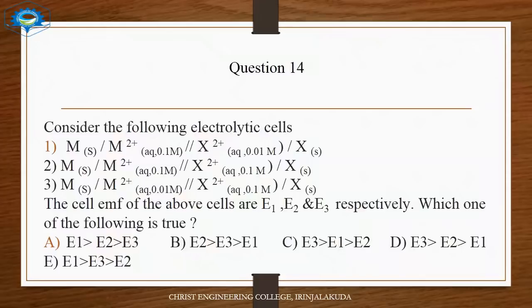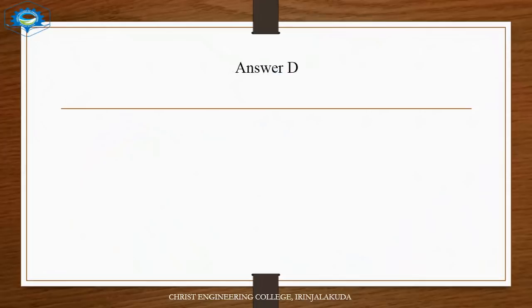So for that we have to measure the EMF values. The answer will be option D. How do we reach this answer? I already mentioned in an electrochemical cell representation, on our left hand side we will have anode, and on our right hand side we will have cathode. Okay, so we know that anode is the electrode where oxidation takes place. What is oxidation? Removal of electron. And cathode is the electrode where reduction takes place. What is reduction? That is addition of electron.